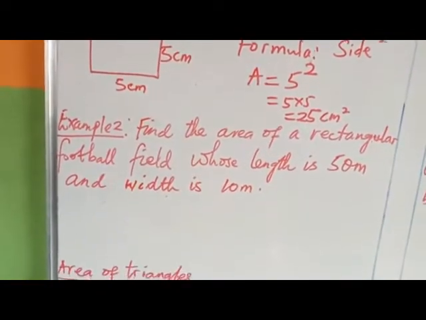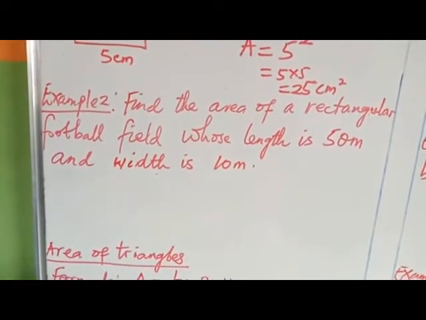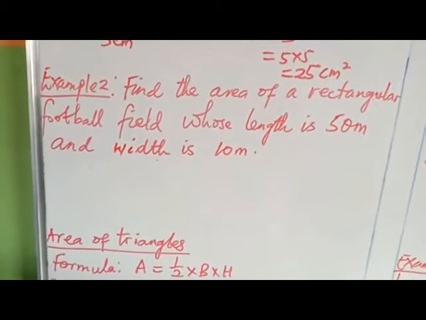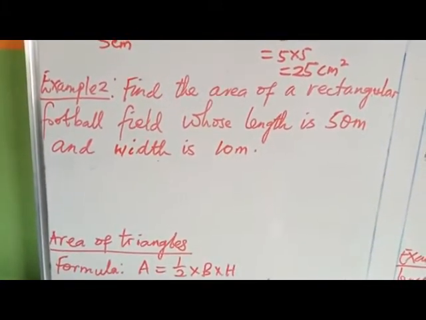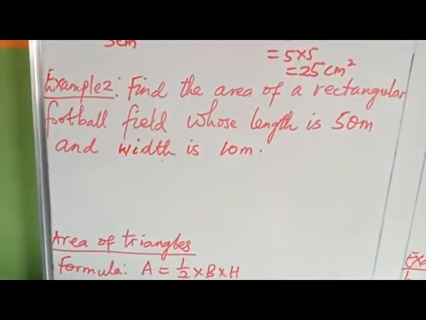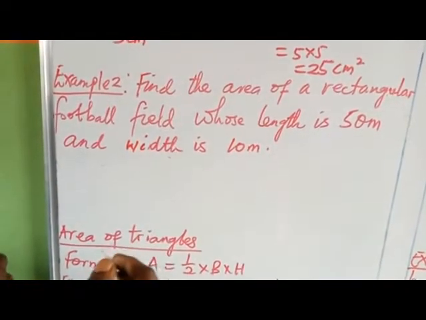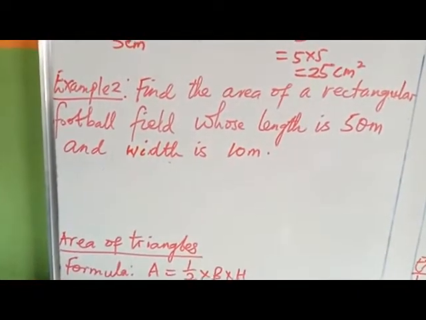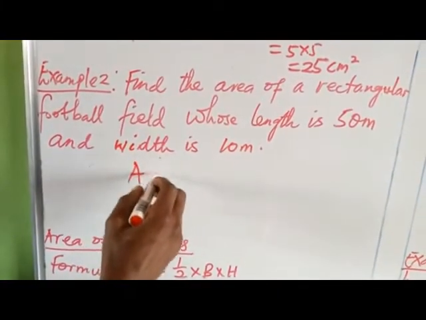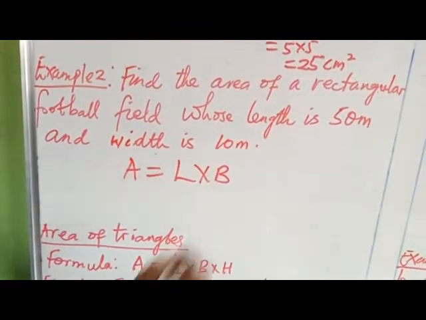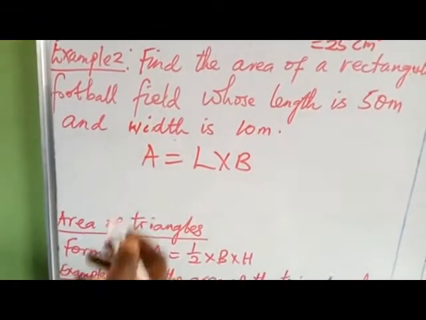Example 2 says that find the area of a rectangular football field whose length is 50 meters and the width is 10 meters. Let's take this football field as an example. Let's assume that our football field is 50 meters by 10 meters. So how do we know the side that is the length? The longer side is always the length, and we can see that 50 is bigger than 10. So we use the formula that says area is equals to length times breadth, or length times width. In this case, the breadth and the width are the same. You can use any of them.